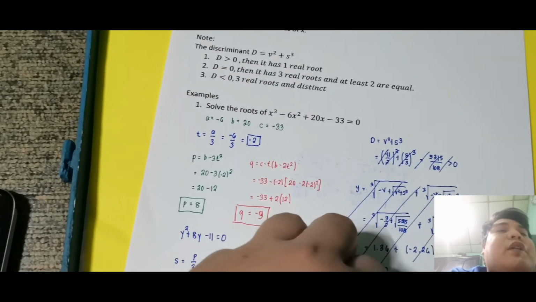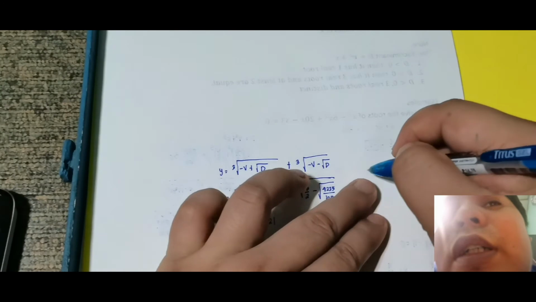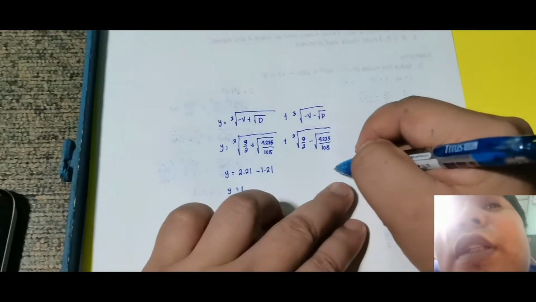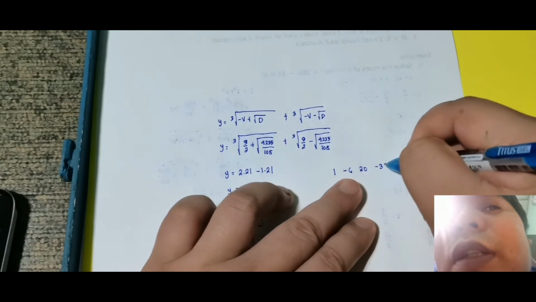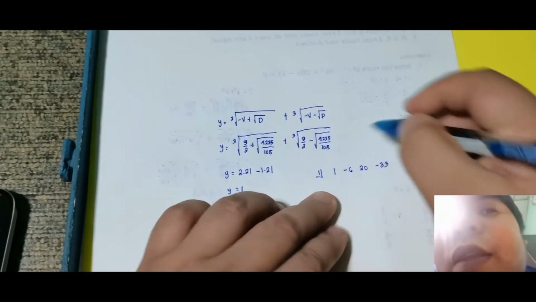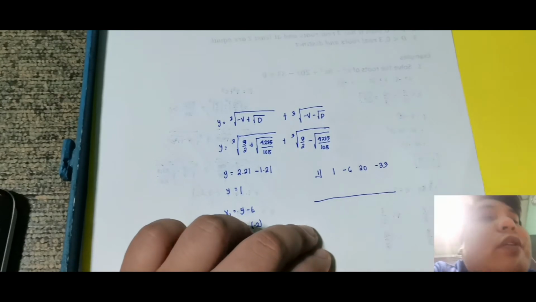Okay, that is 1, negative 6, 20, negative 33. So, that is 1. Kopya ko lang dito ha. That is 1, negative 6, 20, negative 33. Kasi ito yung 1. Okay, so by synthetic division, paano ulit yun?